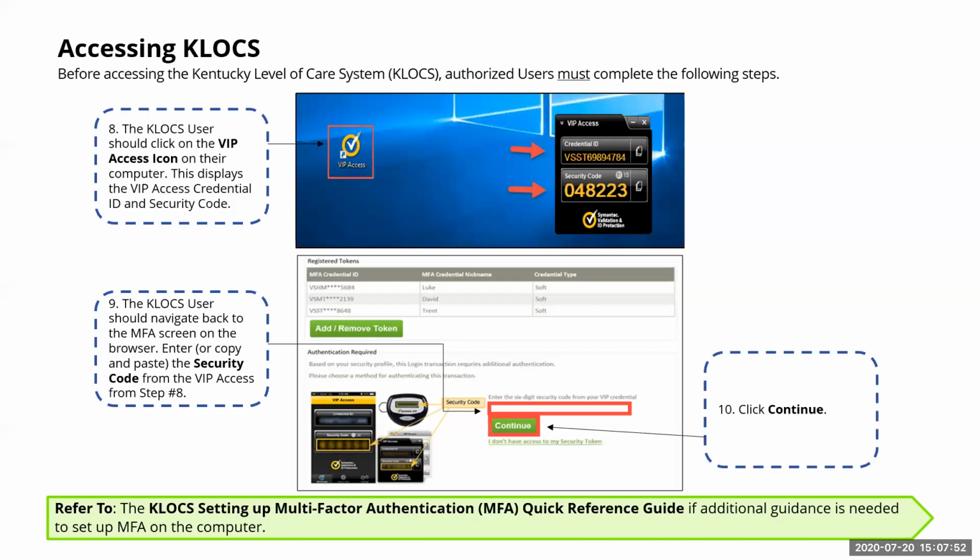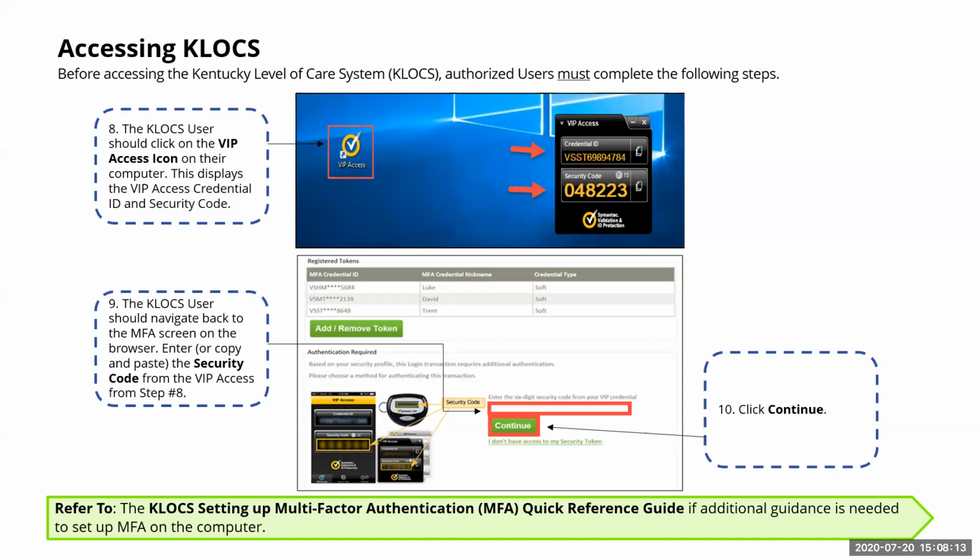What it'll do is, when you click that VIP icon, it'll pop up a security code that will change every 30 seconds. You can either go back to the web page and type in that security code, or you can copy it and then just paste it in there. And again, this changes every 30 seconds, so you will have to be quick in entering it in.